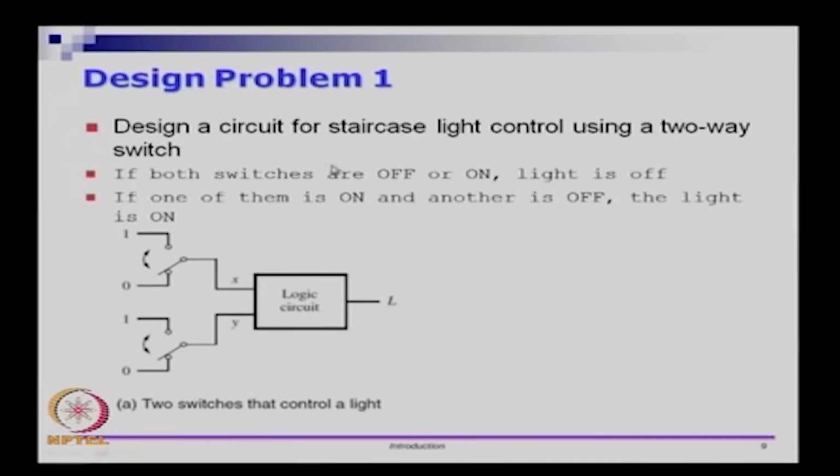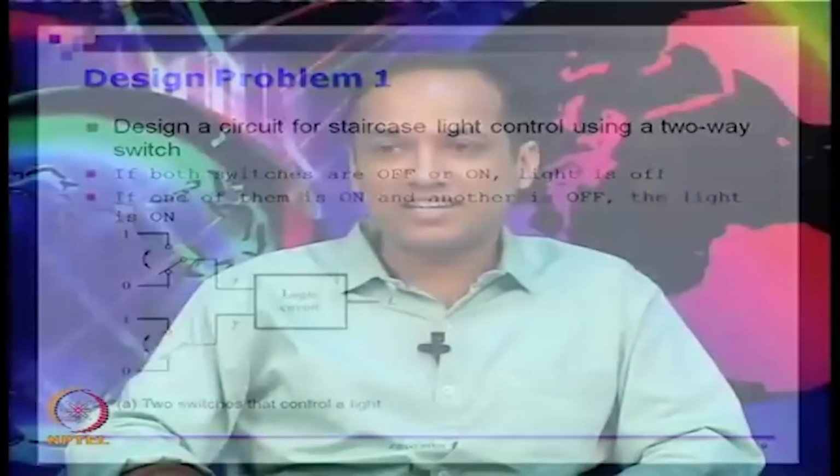So let us look at a slightly different problem now. This is a design problem. This is a common problem if you have a stairway or a staircase and you have two switches. This is something that you probably have in your homes. You have a switch on the ground floor, and you have a light that you want to turn on for the staircase. Either you can turn it on from the ground floor or from the first floor. So this is a two-way switch, something you probably have in your homes, right?